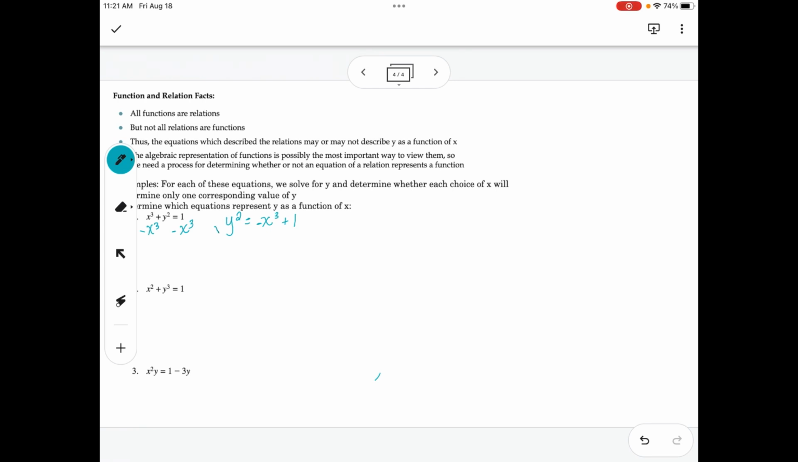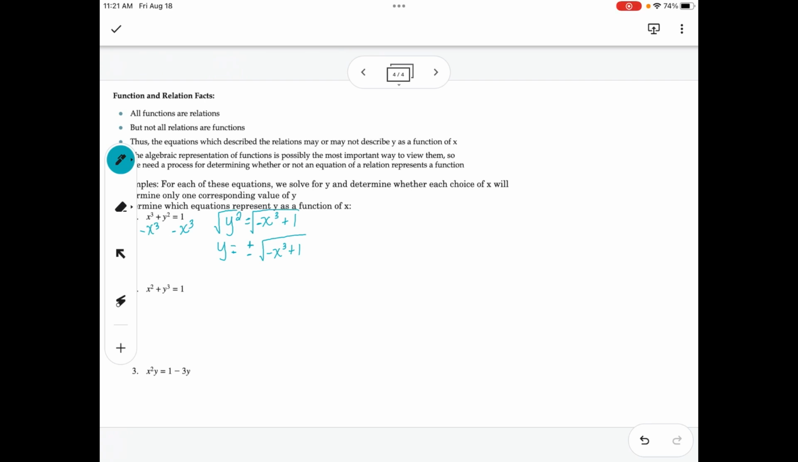Then I will take the square root of both sides to get y by itself. So y is equal to the positive and the negative version of the square root of negative x cubed plus 1. Now I'm going to substitute 0 in, and we'll see this happen. I'm going to do this for every single item.